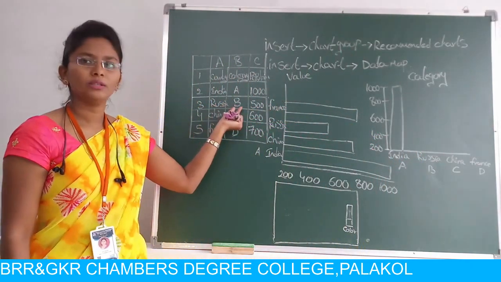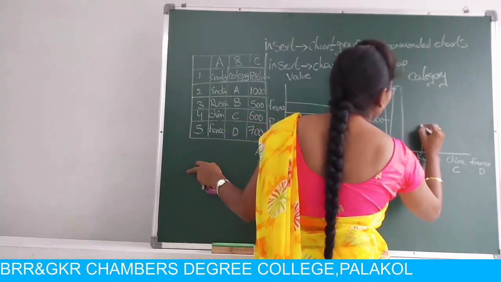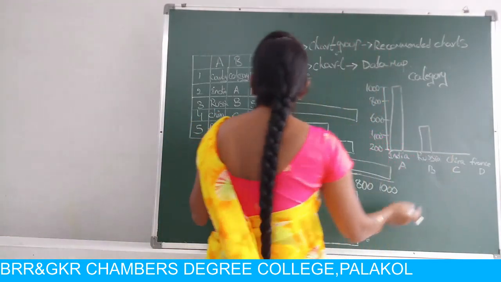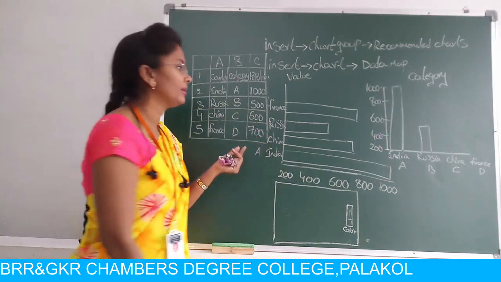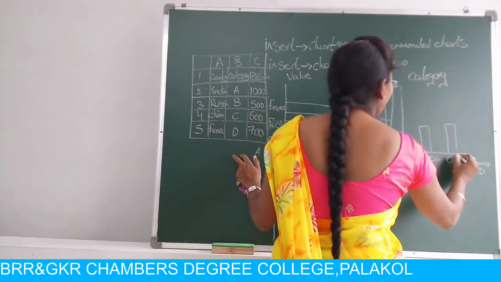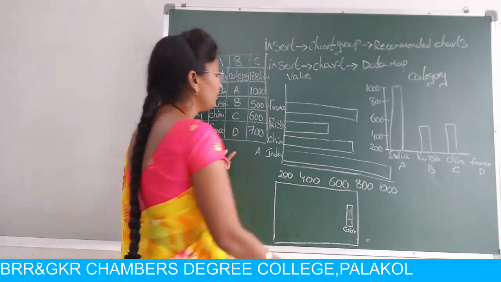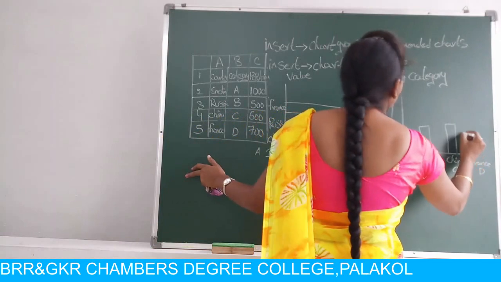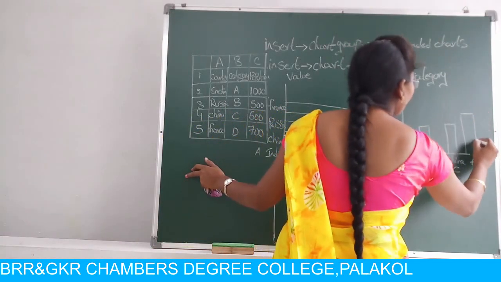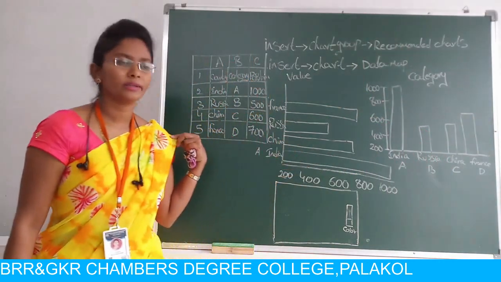And Russia is 500, category B. That means it will be displayed up to here. And then China is 600, up to here. And then France is 700. That means it will be displayed up to here. This is the column chart that appears for the categories.